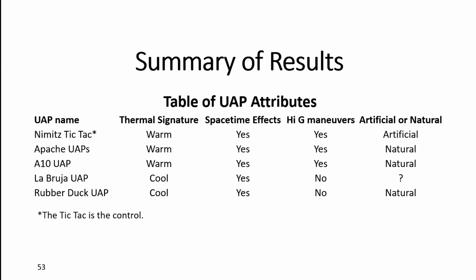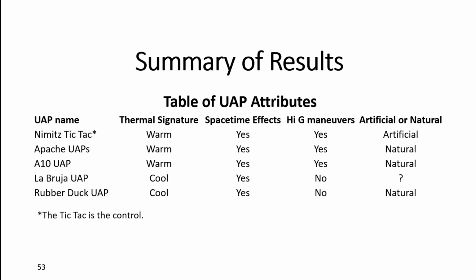So here's a summary of the results. I'm comparing the results of 5 UAPs by their attributes, where the Tic Tac is the control. First, the thermal signature of the Tic Tac was warm. Yes, we observed space-time effects. Yes, we observed high G maneuvers. Artificial or natural, we conclude it's artificial or manufactured.